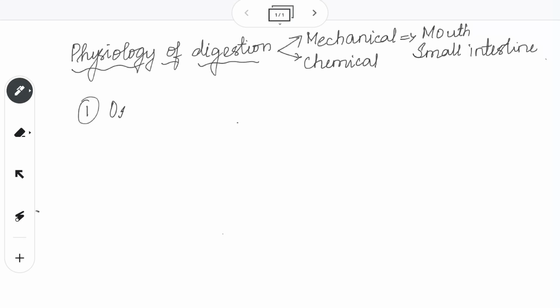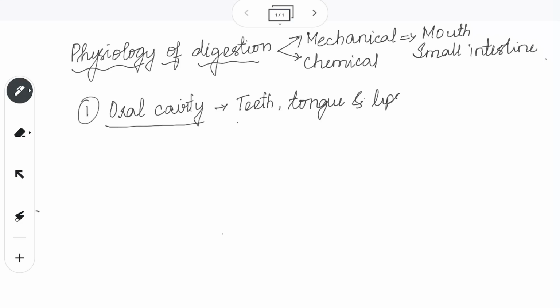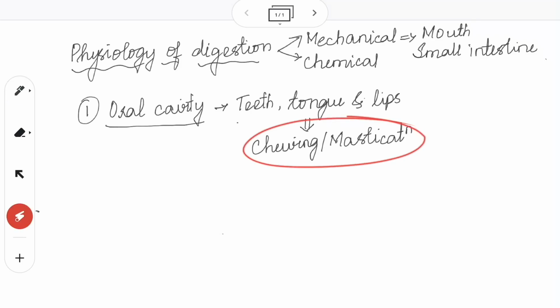First, starting with the digestion in the oral cavity, also known as buccal cavity. Now here in the oral cavity, that is in our mouth, the mechanical digestion is carried out with the help of our teeth, our tongue and lips. So these three play a very important role in the mechanical digestion through a procedure that is called chewing, also known as mastication. Please do remember. Okay, mastication, also known as chewing.